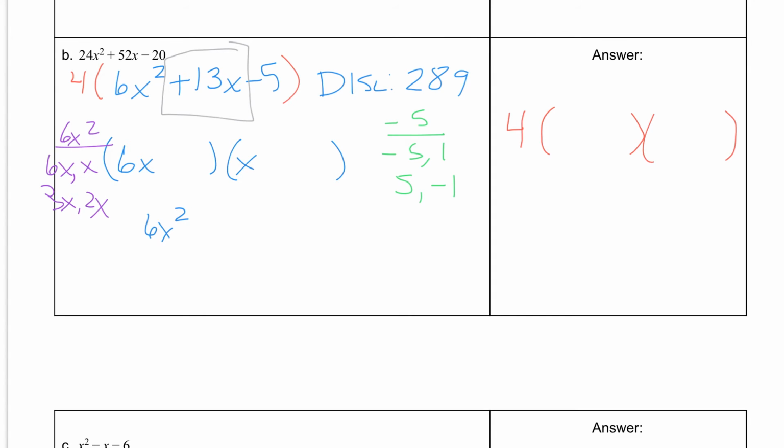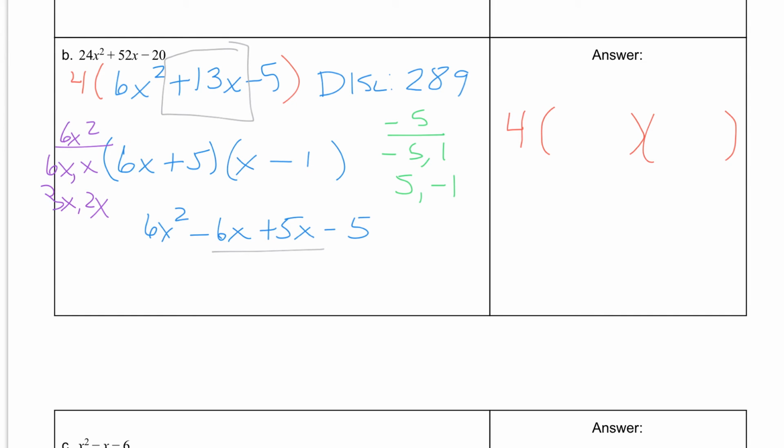So if I put in positive 5 here, and negative 1 here, and I go to multiply, again, 6x times x is my 6x squared. 6x times negative 1 is negative 6x, and 5 times x is 5x. 5 times negative 1 still gives me my negative 5. Checking this here, negative 6 plus 5 is not 13. So I know this one doesn't work.